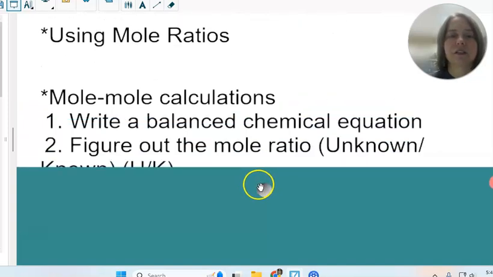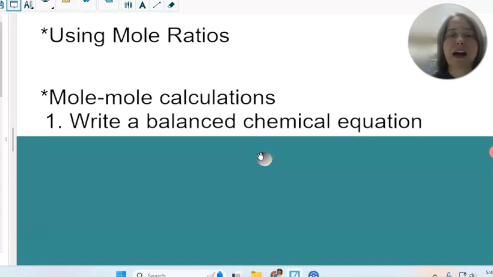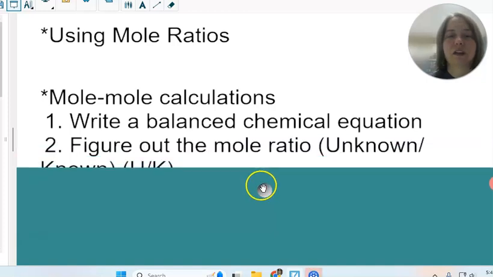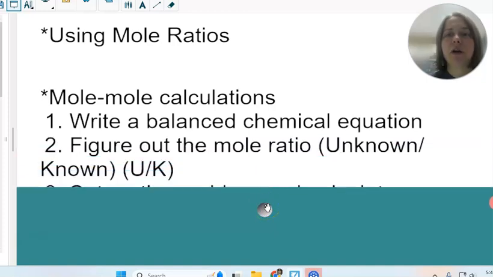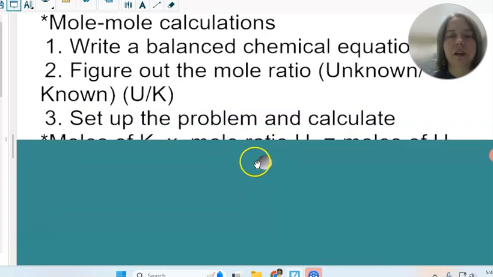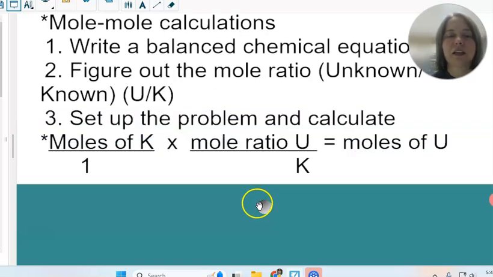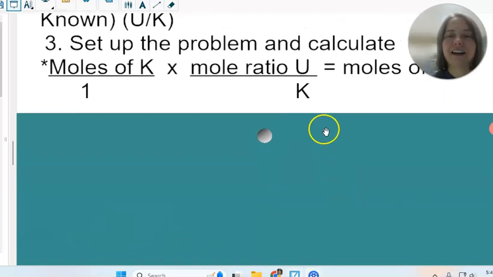So please write down the steps. First thing we're going to do is write a balanced chemical equation. Always start with a balanced chemical equation. Then we're going to figure out the mole ratio. So we're going to put our unknown number over our known number. We're going to set up the problem and calculate. The moles of your known quantity over 1 times your mole ratio of your unknown over your known equals your moles of your unknown. All right, let's tackle it.